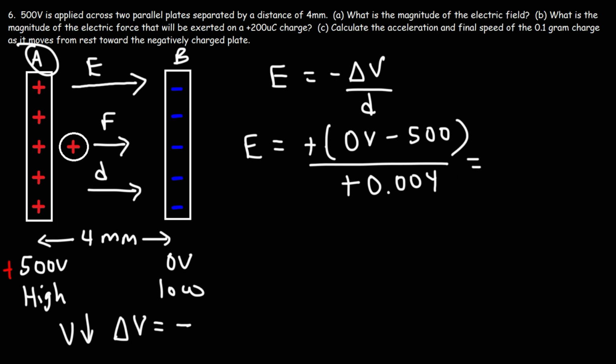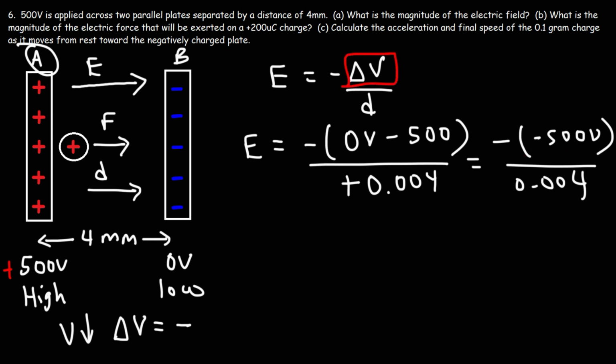Now these two negative signs will cancel. But first, let's do it this way. This is going to be negative. 0 minus 500 is negative 500 over 0.004. So we can see that delta V is negative because we're moving from a high potential to a low potential. So the potential is decreasing as we go from A to B, so the change in potential is negative. So that's why we got that negative value here.